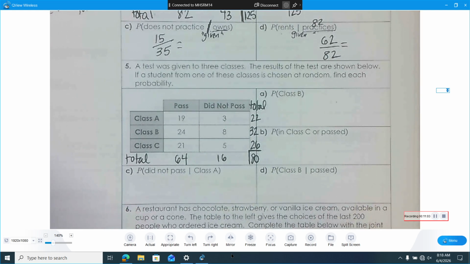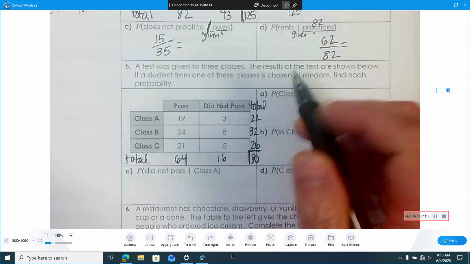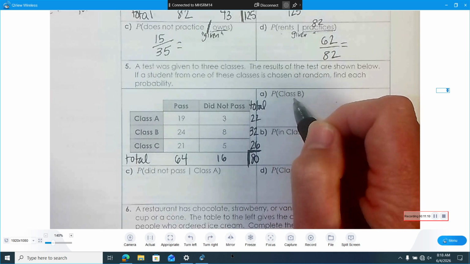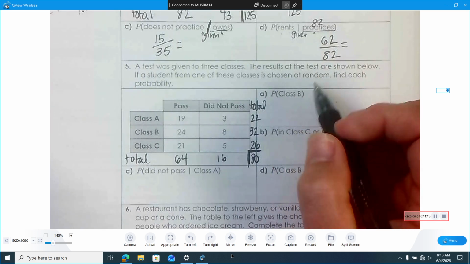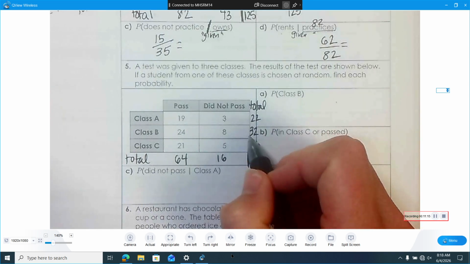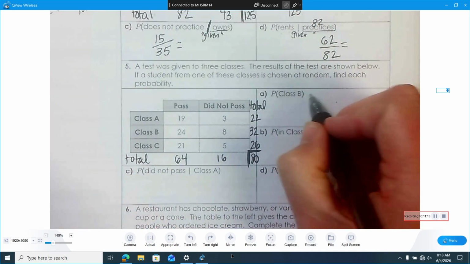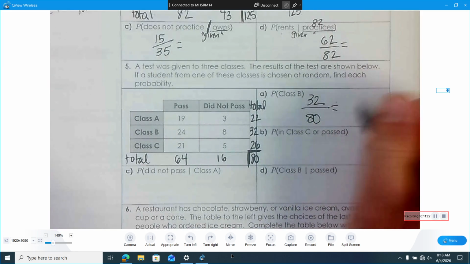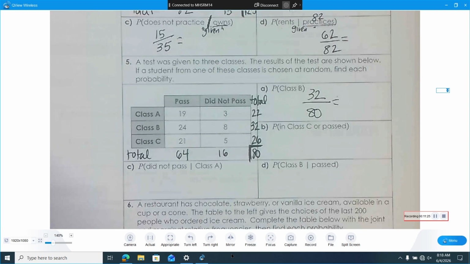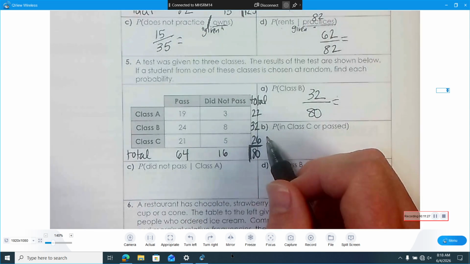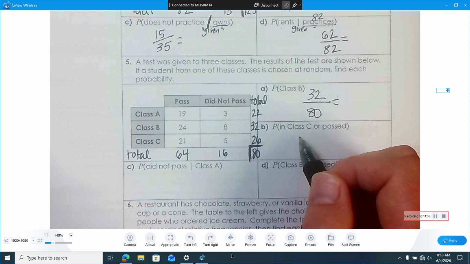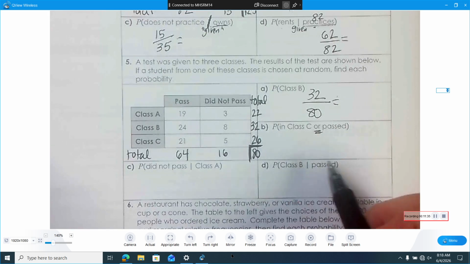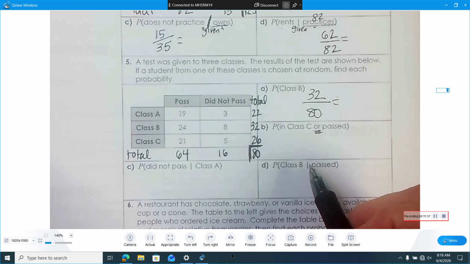Okay. So what is the probability that a student chosen at random is in Class B? 32 out of 80. All the Class Bs are 32 out of 80. Very good. 32 out of 80. That does reduce, but we're just going to leave it like that for now. All right. The probability that they are in Class C, oh, this is interesting, or Class C, or they passed.